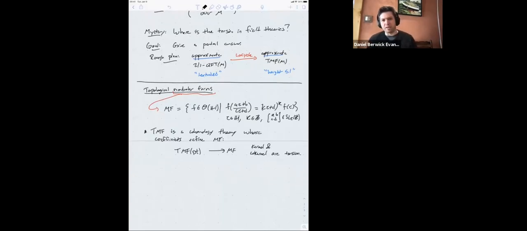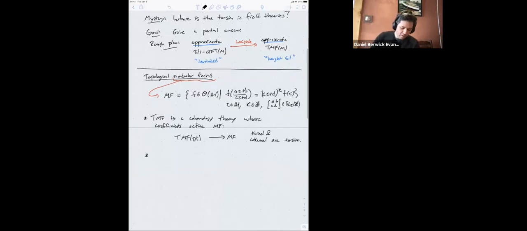Okay, so that's at least the first way to think about TMF: it's an enhancement of modular forms, hence topological modular forms. But let's get into a bit more detail. How is TMF constructed? TMF is constructed as a homotopy limit over these things called elliptic spectra.